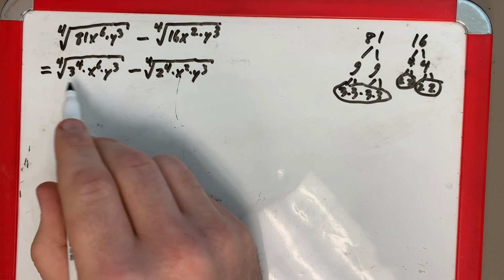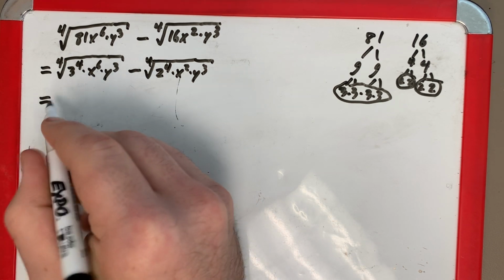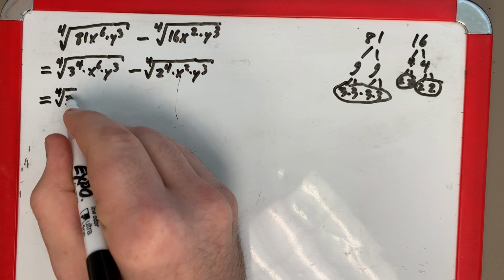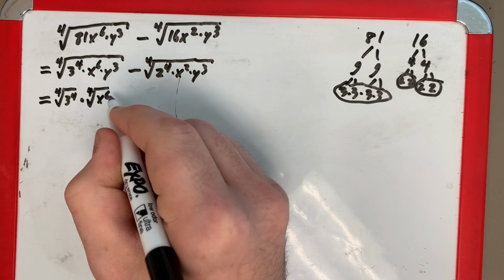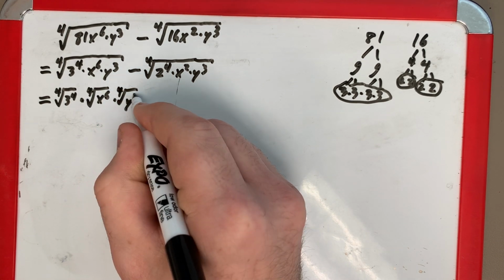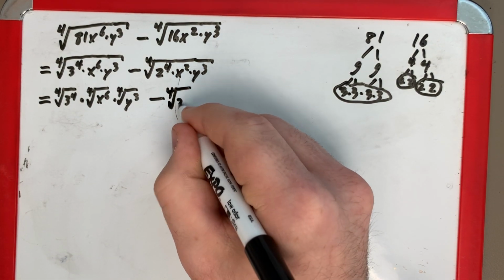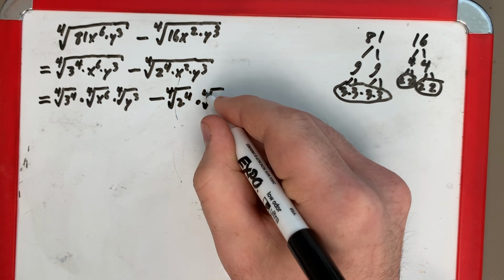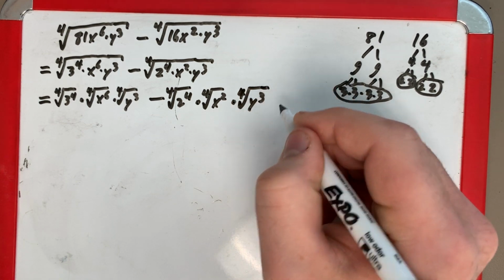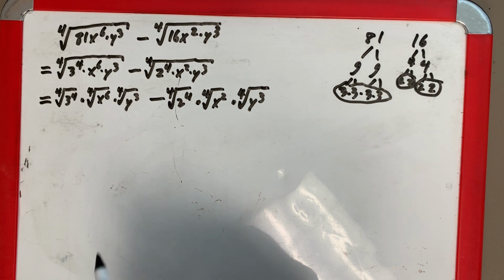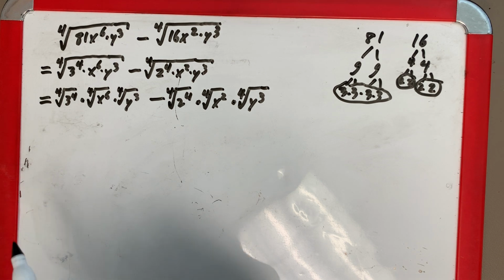Let's break this down using the product rule for radical expressions. So we have fourth root of each of these guys. So we have fourth root of 3 to the fourth times fourth root of x to the sixth times fourth root of y to the third minus, okay, now we're going to have to handle this term. So we have fourth root of 2 to the fourth times fourth root of x squared times fourth root of y to the third. Okay, so now looking at all of this, we've completely broken down everything using the product rule for radical expressions.